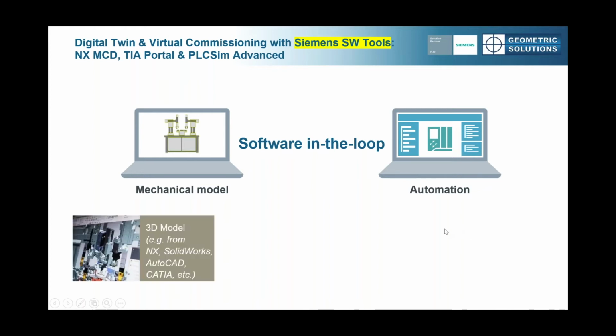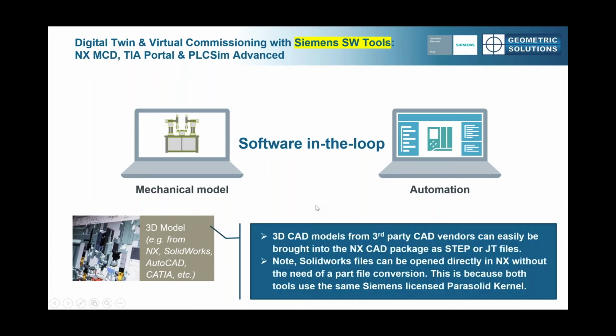First, we get a 3D model from CAD. You'll notice I didn't say a 3D model from NX, because if you use SolidWorks, AutoCAD, CATIA, Solid Edge, it doesn't matter. We're able to take that model and bring it right into NX MCD, and right from there, we're able to use it. It's interesting to note that if you're using SolidWorks, you don't even have to step the files out because NX can open it without any problem.